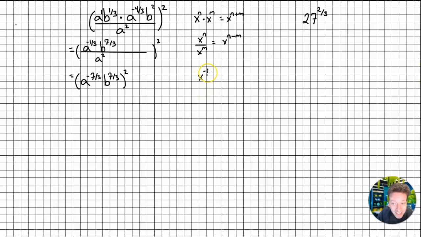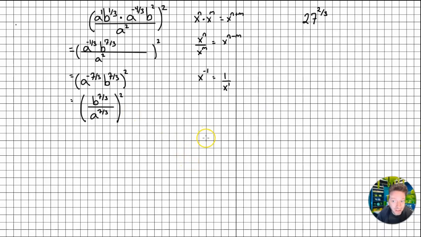Next rule is if we have a negative exponent. So x to the negative 1 can be written as 1 over x to the power of 1. So in this case, I have a to the negative 7/3. I can rewrite that as, let's leave b where it is, so b to the 7/3. But I can put it in the denominator and change that exponent to a positive exponent. So 7/3, all squared. Look at all these power rules we're learning.